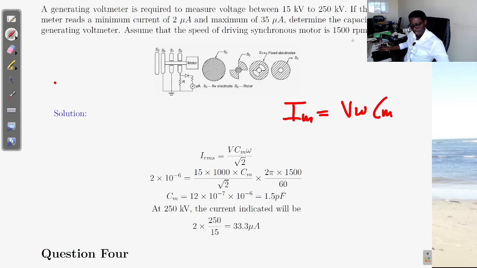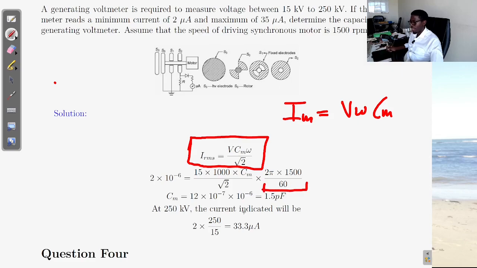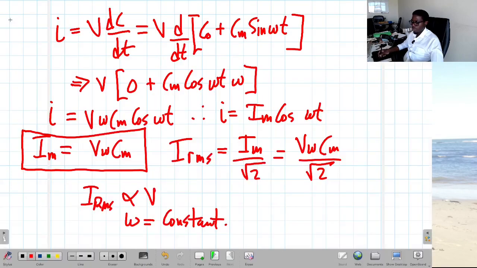Now, if we come to also understanding one section of this, apart from understanding the equation, so we've understood this equation, that is how we are coming up with the RMS value. But we must also understand where this is coming from. Where is this coming from? That is 2 pi times 1500 over 60, 1500 being the synchronous speed of the motor.